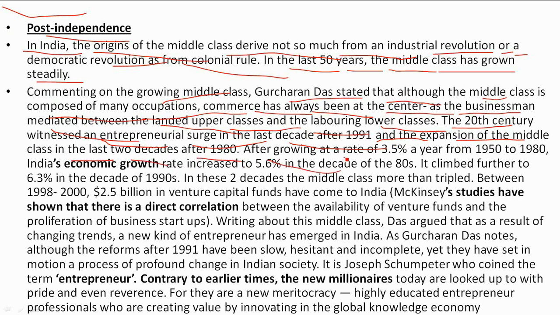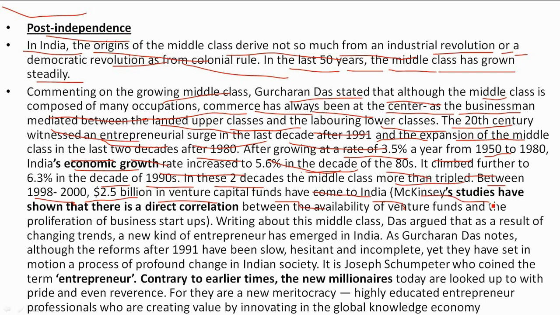So after growing at a rate of 3.5% a year from 1950 to 1980, India's economic growth rate increased to 5.6% in the decade of the 80s, and then it climbed further to 6.3% in the decade of 1990s. In these two decades the middle class became more than triple, and between 1998 and 2000, $2.5 billion in venture capital funds came to India.